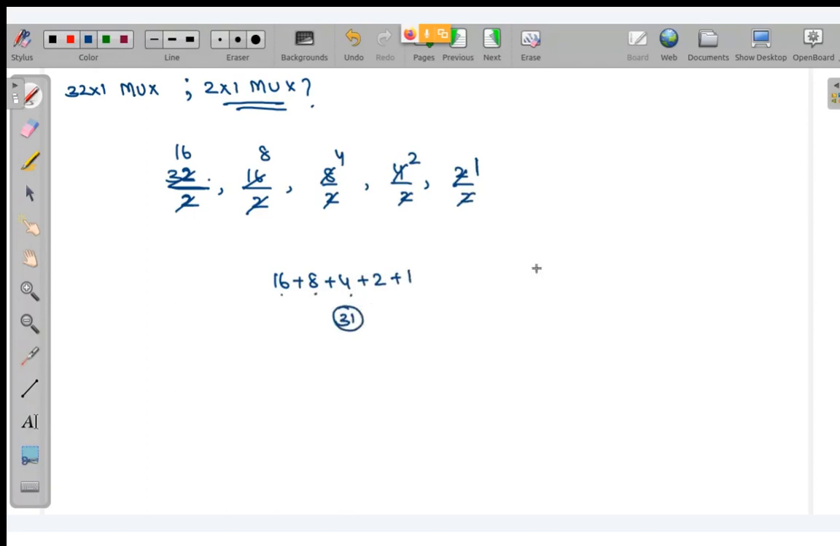Now if I ask you, 32 cross 1 needs to be generated using a combination of 4 cross 1 and 2 cross 1 mux such that we use the minimum number of mux, what will be your answer? Such kind of question will also be asked. See, 32 cross 1 mux has to be constructed using a combination of 4 cross 1 mux and 2 cross 1 mux. What is the minimum number of mux that we will require?